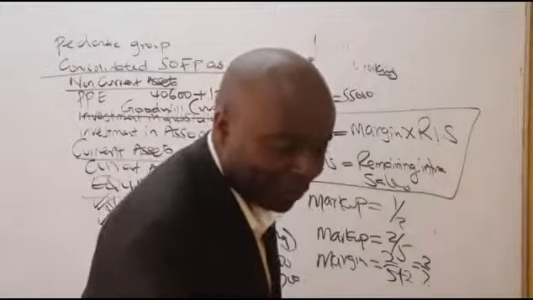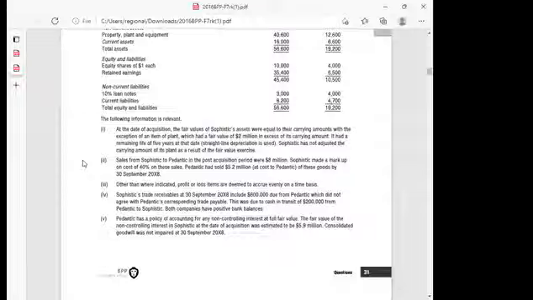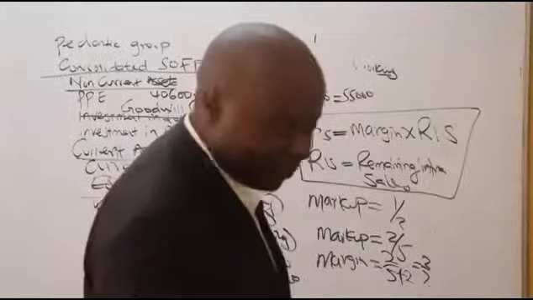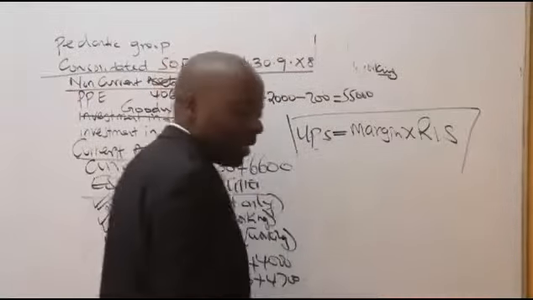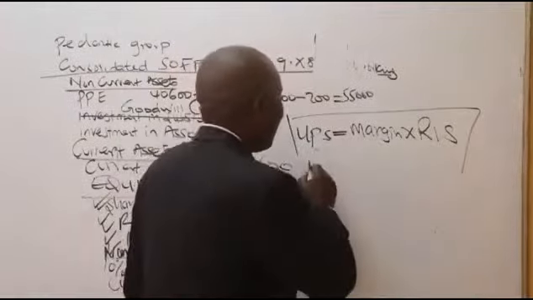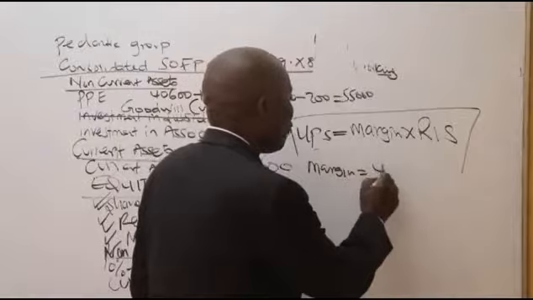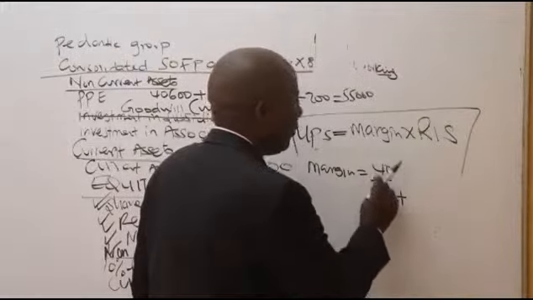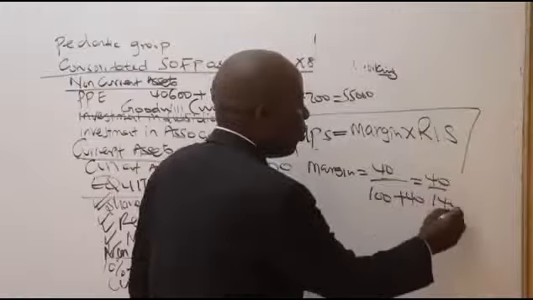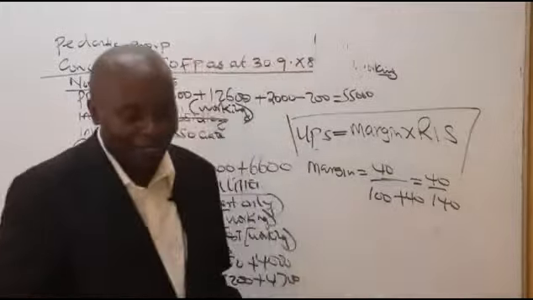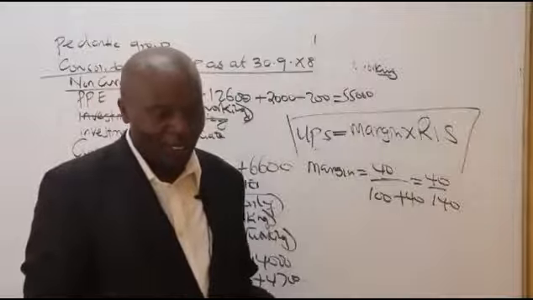Ladies and gentlemen, this examiner is a nice examiner. Even though I said he was very foolish, I was deceiving you. He is a nice examiner, because he has given me a free mark here. He said Sophistic made a markup of 40%. So, make markup of 40%. What does that mean? First of all, I have to get the margin. If markup is 40/100, then margin will be 40/100 plus 40, which gives me 40/140. Is that okay? Isn't that okay?